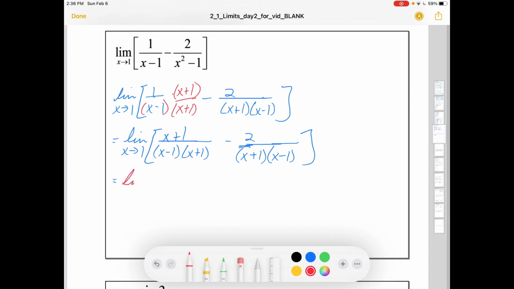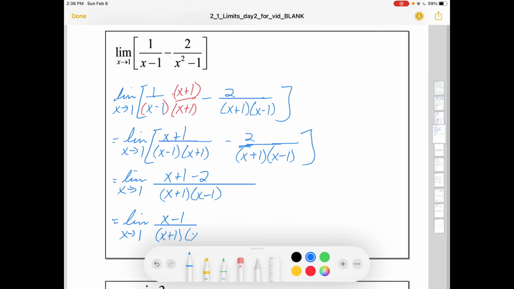So now that we've got a common denominator, let's go ahead and write them as a single fraction. The limit as x goes to 1 of x plus 1 minus 2 all over, doesn't matter which order you write these in, x plus 1, x minus 1. It's still no good here. If I put in 1, I still have a problem in the bottom of division by 0. Here we go. So the top simplifies to x minus 1. On the bottom we have x plus 1, x minus 1.